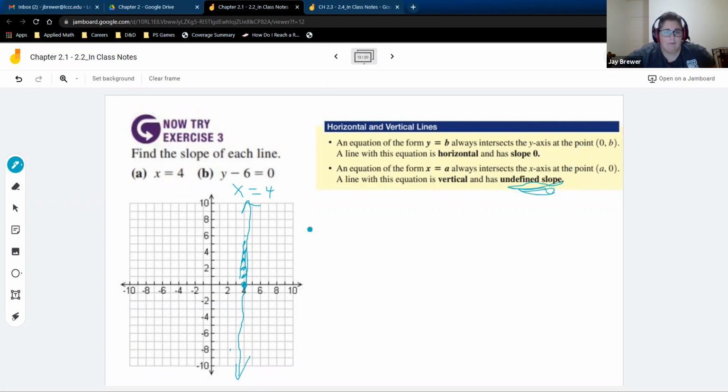Okay, and the rationale behind that is because if we do the change in y over the change in x, the x's will always be 4. So you're always going to have something over 4 minus 4, or in this case, the change in y is going to be whatever, and then the change in x is always going to be 0. Well, you can't have 0 on the bottom of a fraction, so it will always be undefined.